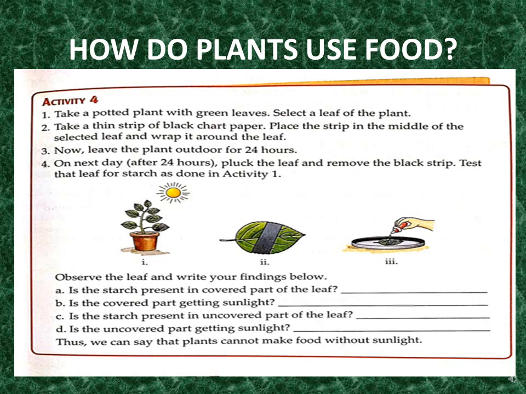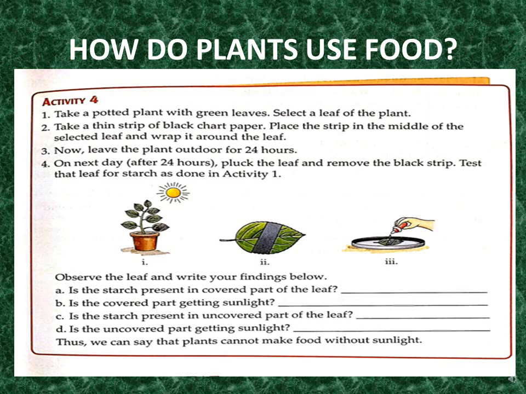So what is proved by this activity? That a plant cannot make food without sunlight. Now there is some observation given below this activity. Can you see this? On page number 17. Is starch present in the covered part of the leaf? That part which you have wrapped, is starch present there? The answer is no. Is the covered part getting sunlight? No, it is not getting sunlight because it was covered. Is starch present in the uncovered part of the leaf? Yes, it is present because that part is not covered.